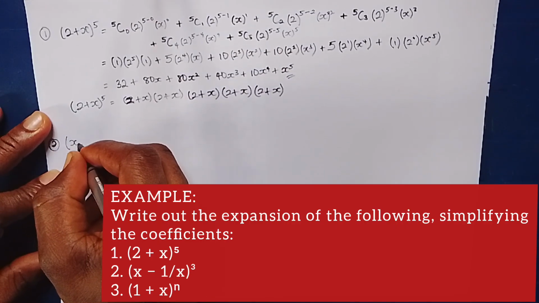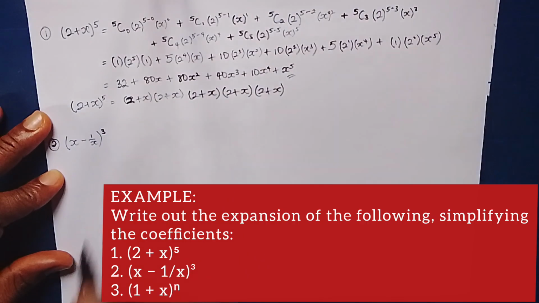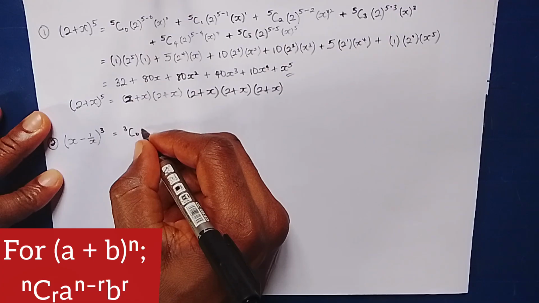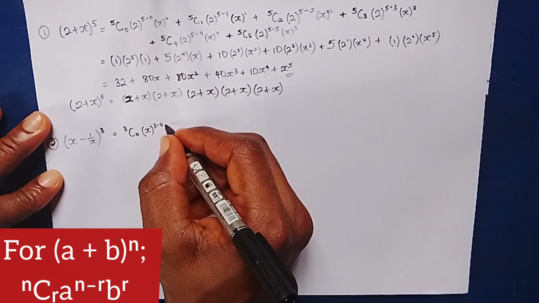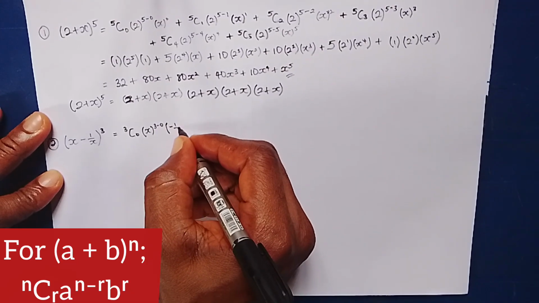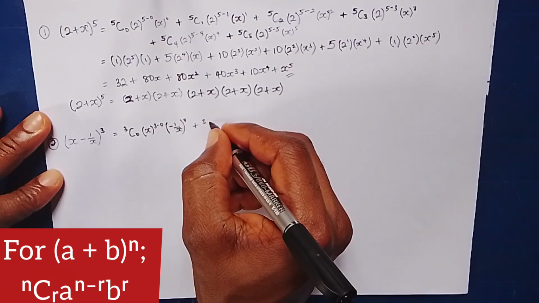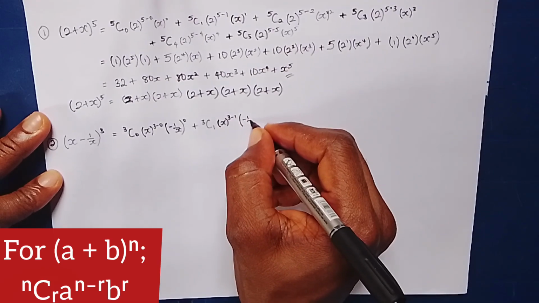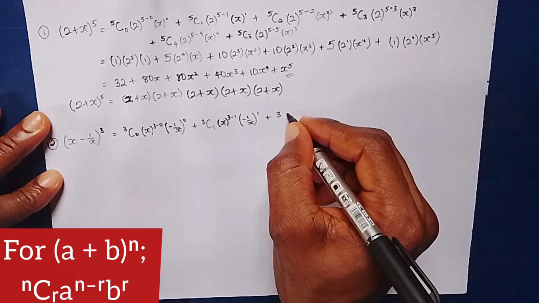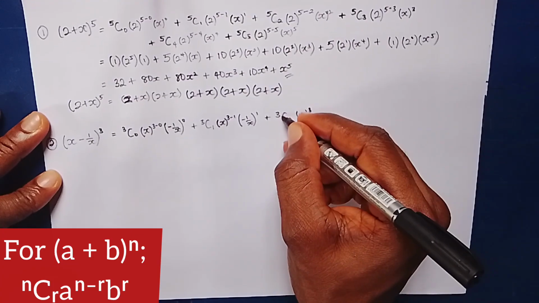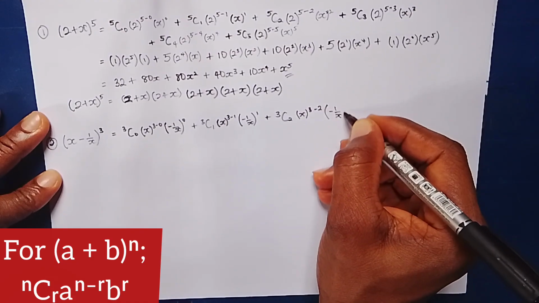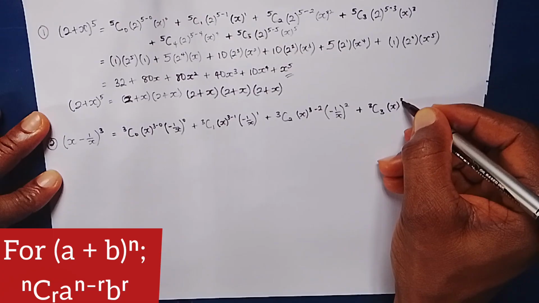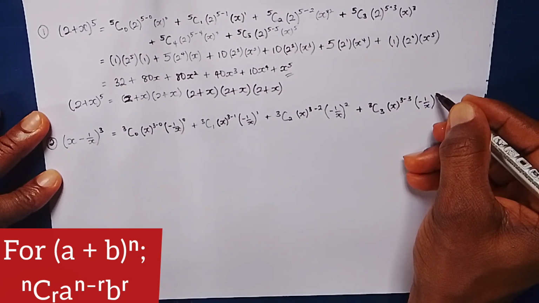Number 2, we're given x minus 1 over x raised to the power 3. So, 3 combination 0. Our a in this case is x, so we have x raised to the power 3 minus 0, and our b here is minus 1 over x, raised to power 0. Plus 3 combination 1, x raised to 3 minus 1, minus 1 over x raised to power 1. Plus 3 combination 2, x raised to 3 minus 2, times minus 1 over x to power 2. And finally, 3 combination 3. Here we have x raised to power 3 minus 3 and minus 1 over x raised to power 3.